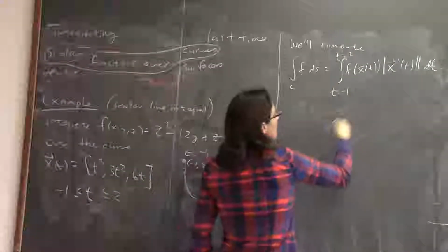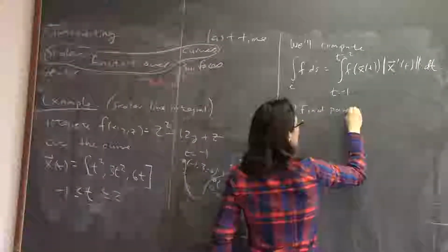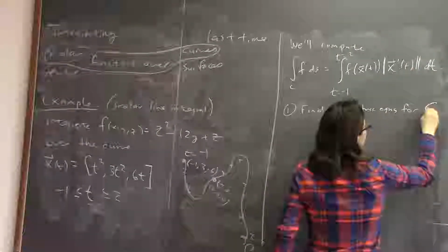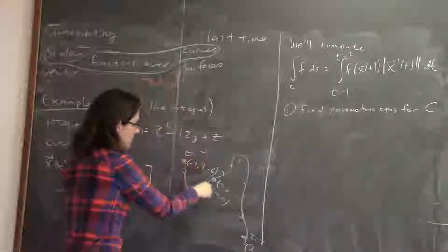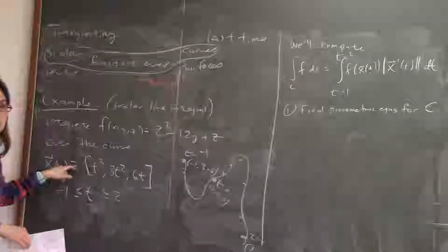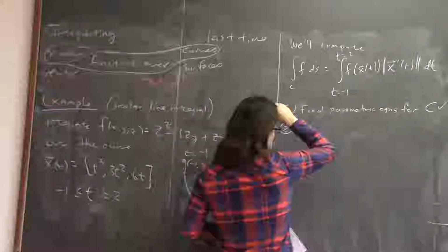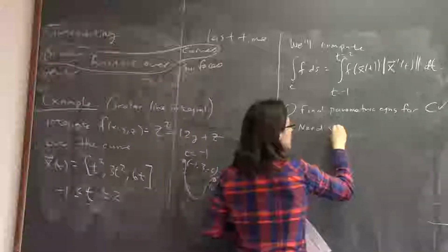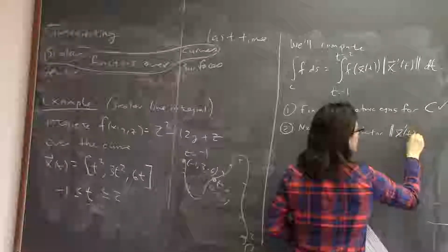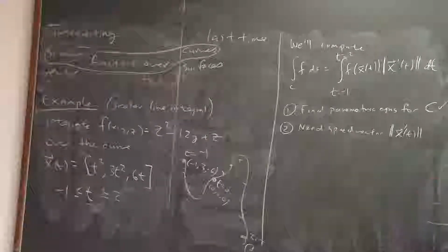Let's get the parts. So the first thing we need to do is find parametric equations for C, for our curve. Our curve, which I have schematically drawn here. Oh, but we have them. Already done. Okay, great. Okay, the second thing is we need the speed, the magnitude of x prime of t, because we're going to plug it in here.